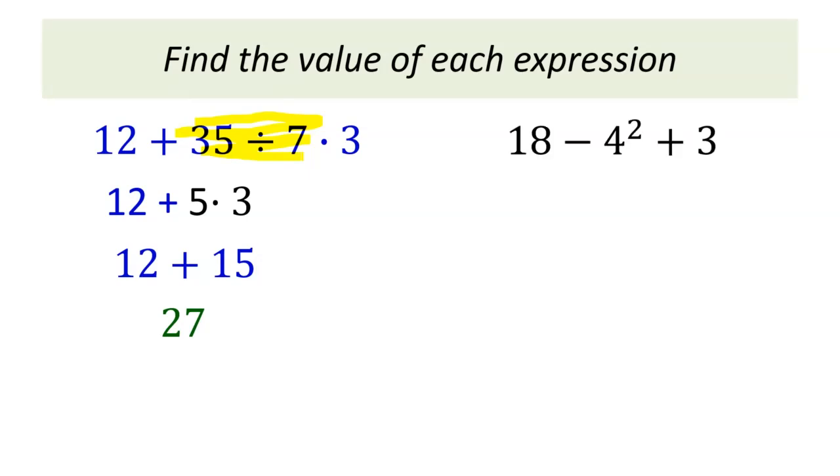18 minus 4 squared plus 3. We have subtraction, adding, and exponent. You have to take care of the exponent first, which we learned earlier. 4 squared is 4 times 4, which is 16. Now we got 18 minus 16 plus 3. Between subtraction and adding, we have to pick from left to right. In this case, I'm going to subtract first. 18 minus 16 will give me 2. 2 plus 3, in the end, my final answer will result in 5.